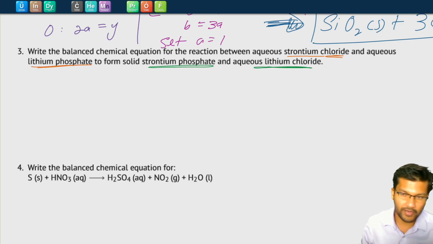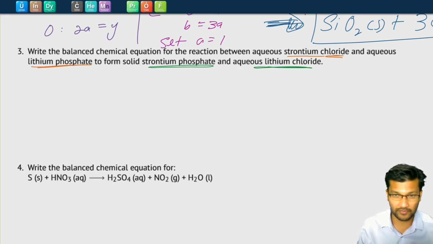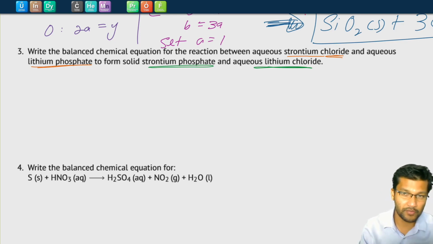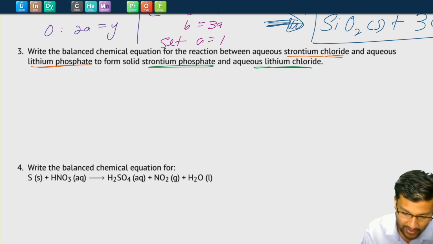Now, before we could write a chemical equation for this, we need to translate the names of these compounds into actual formulas for the compounds. And this is where memorizing the different ionic compounds and how to name compounds come in useful.